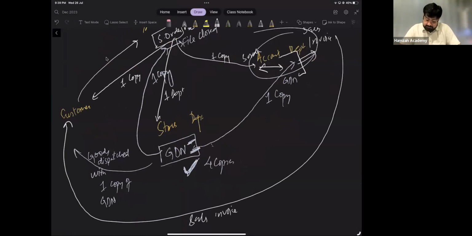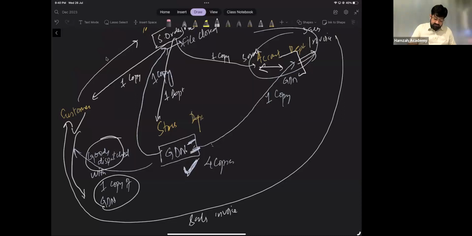Now, next. So GDN has one copy sent to the customer. The customer receives the goods, signs the GDN copy and sends it back to the company. It is proof the customer has received the goods. That signed copy is also kept on record, normally in accounts or stores.